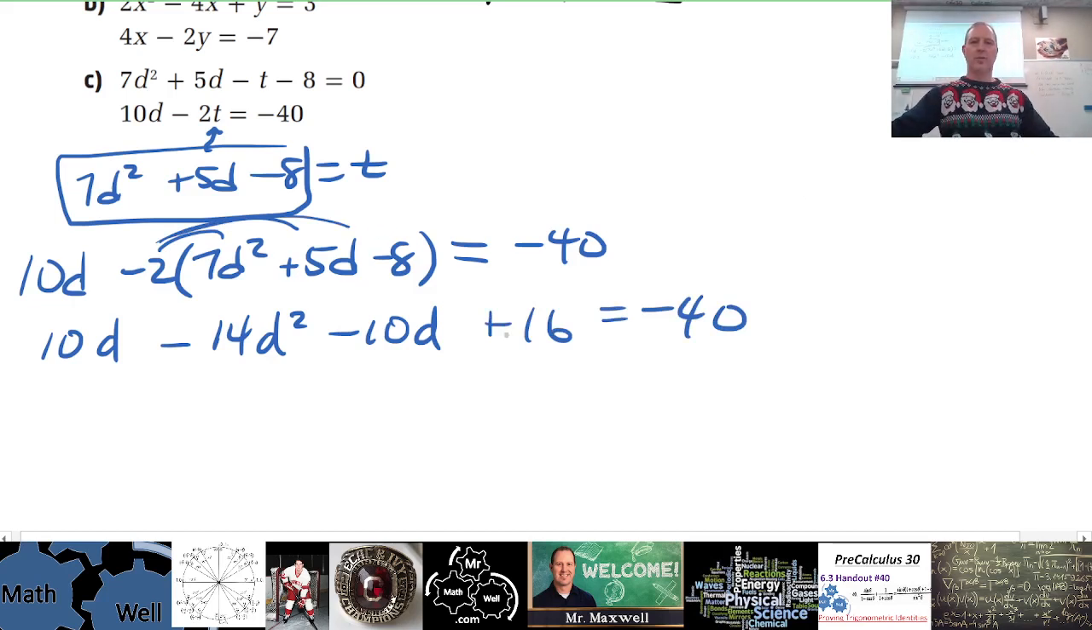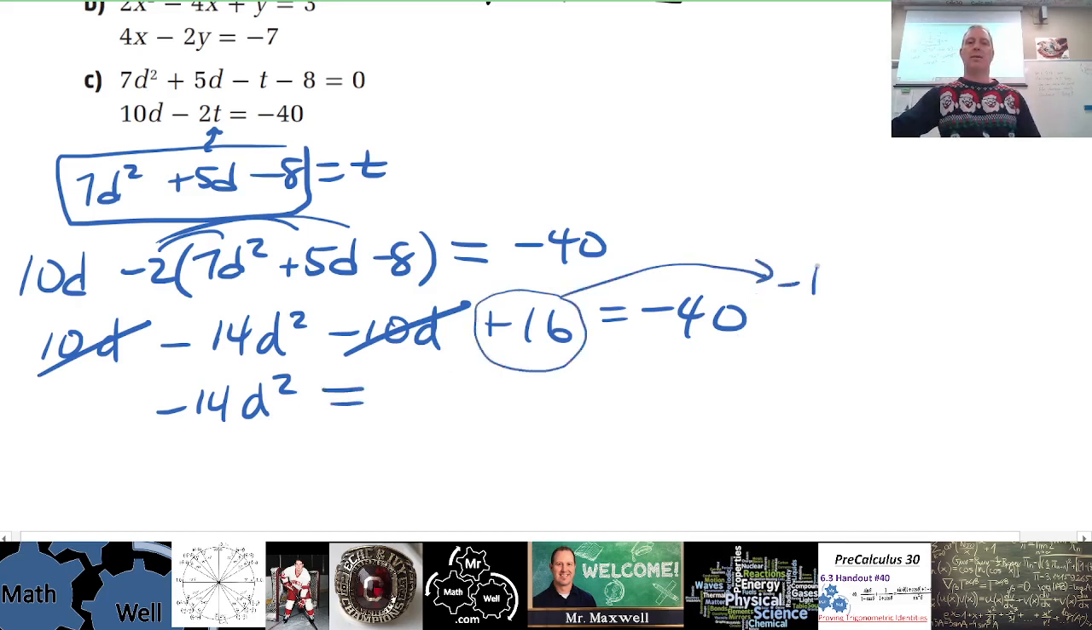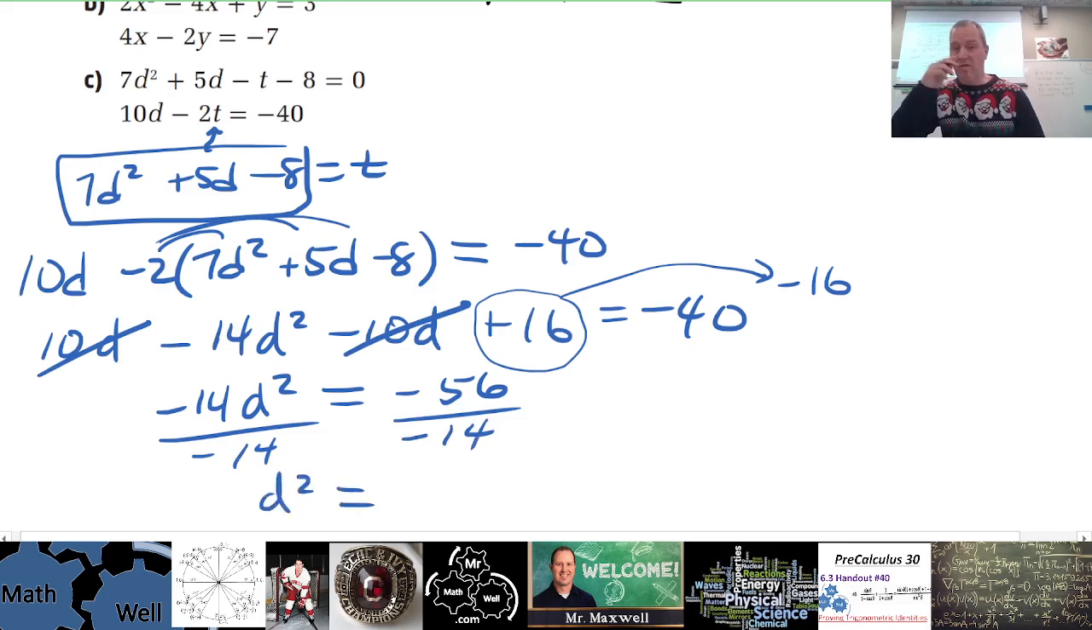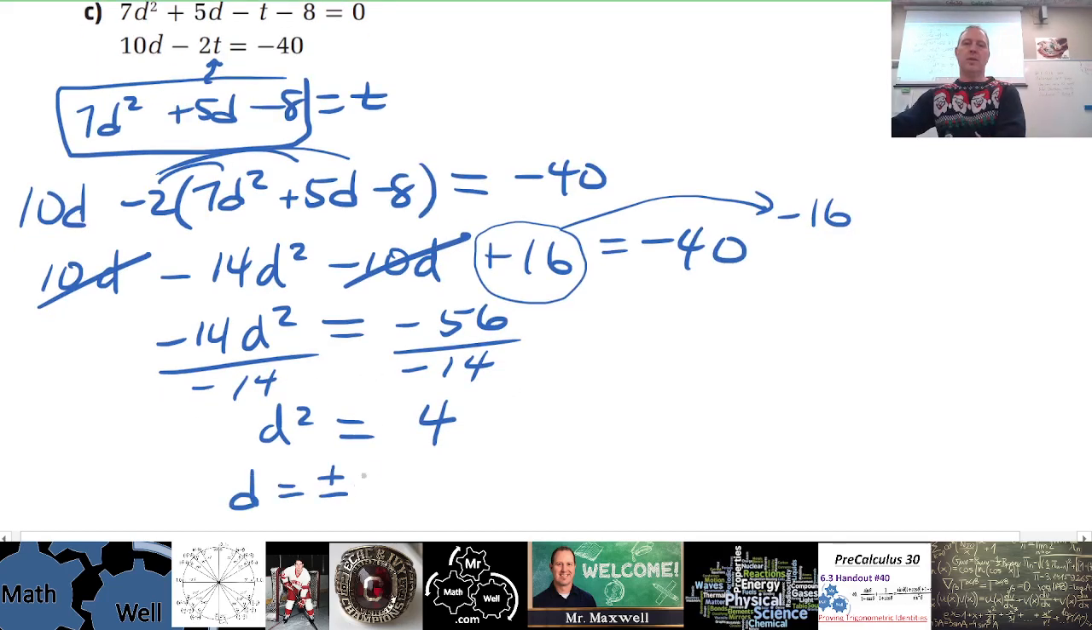Now I'll gather like terms, and 10d minus 10d, those are gone. So that's great. -14d squared. I'm going to get d by itself, so it's probably a good idea to get everything else on the other side. So I'll move that 16 over. So that's going to be a minus 16 over here. So -40 minus 16 is what, 56? I'll divide now by -14. And what's that, 4? So that's going to be 4. So take the square root of d, and I should get plus or minus 2. Positive or -2 for an answer there for d.